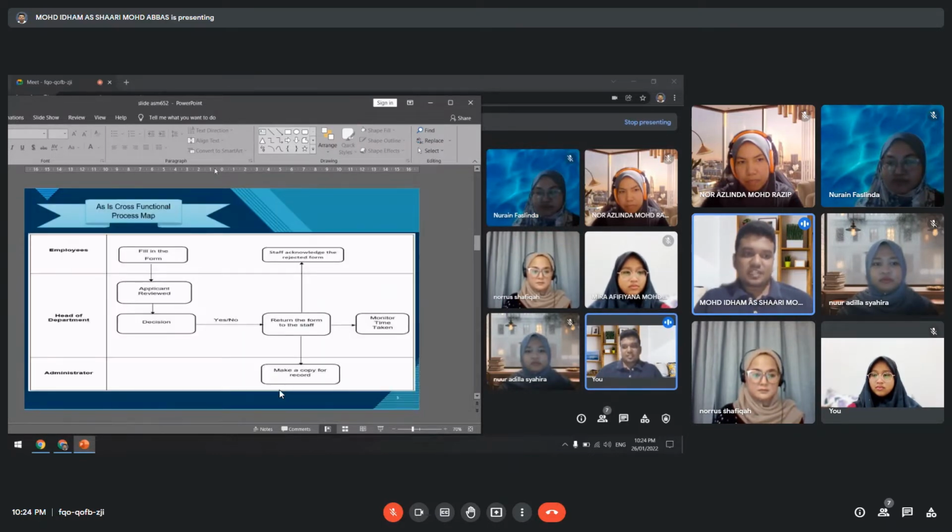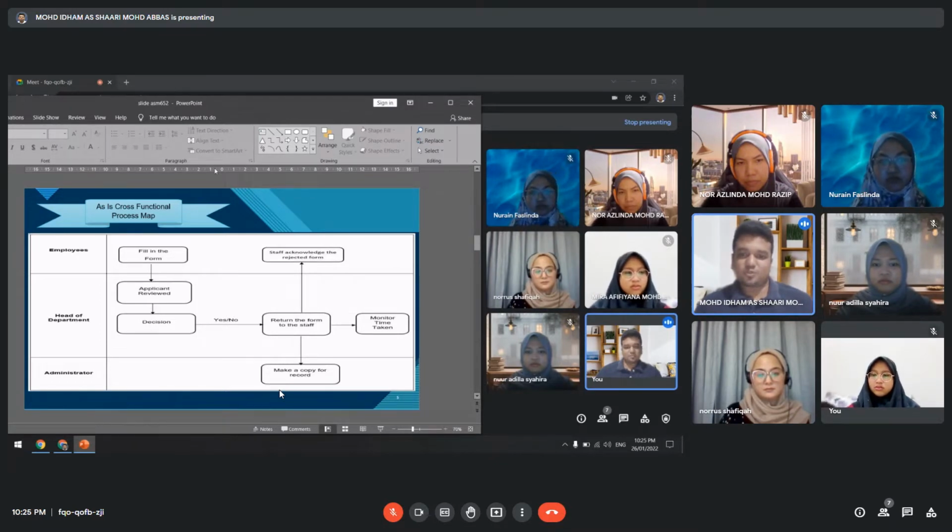Next, we look at the as-is cross-functional process map. This cross-functional map includes 3 entities: employee, head of department, and administrator. First, the employee needs to fill in the form. Next, the form will be given to the head of department for review and decision. For the decision, yes or no, the form will return to the staff, and the staff will acknowledge the rejected form. The HOD will also give a copy to the administrator for record. Also, the head of department needs to monitor the time taken.